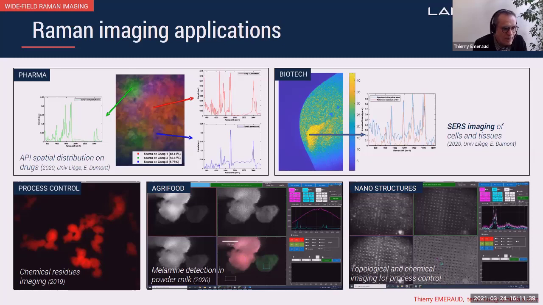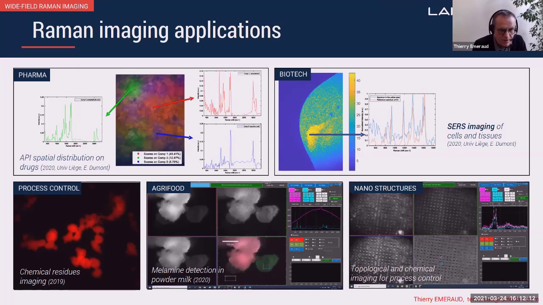We have used this technology for pharma application. Here, what we will do with this technology is to control the spatial distribution of active ingredients in a tablet or any type of powder or drug powder. And in this way, we'll be able to monitor the distribution and to locate the contribution of every species with respect to its chemical or spectrum signature.